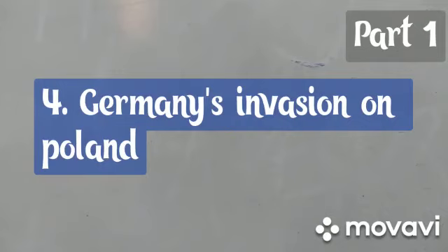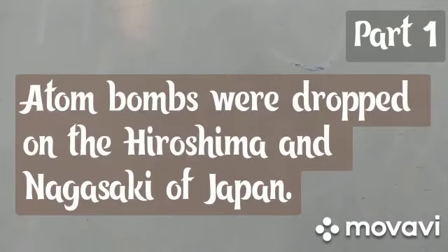Now, when the League of Nations failed, what happened next? As a result, the Second World War broke out. In the Second World War, the atom bombs were dropped on the cities of Hiroshima and Nagasaki. The atom bombs caused so much destruction that the whole city was wiped out.